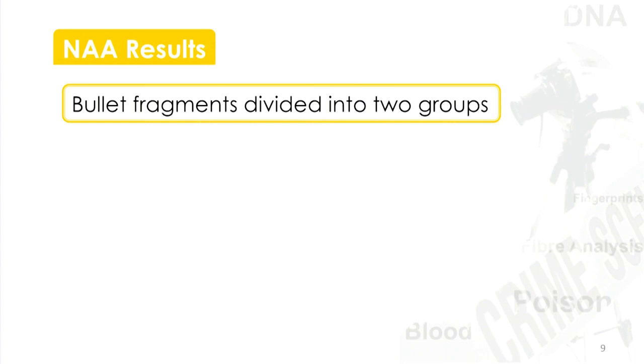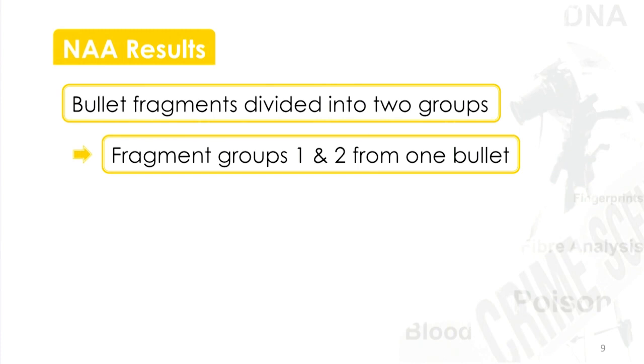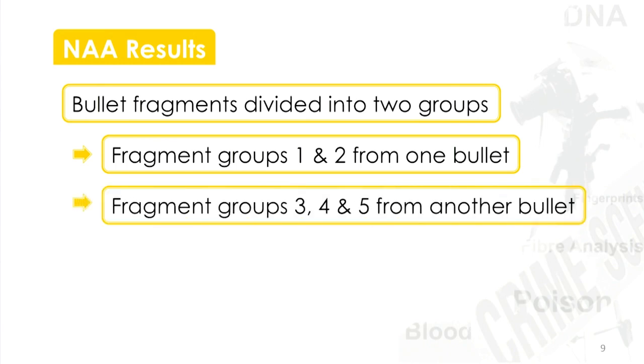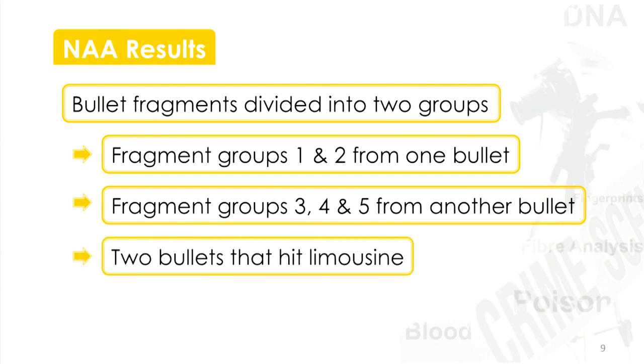So the most likely conclusion here is that fragment groups 1 and 2 come from the same bullet, which has the higher level of antimony. The other fragment groups 3, 4, and 5 come from another bullet, which has this lower level of antimony. Because we can divide all these fragments into these 2 groups, the high level of antimony and the low level of antimony, it appears that there are only 2 bullets that hit the limousine. And this corresponds to the 2 bullets that Lee Harvey Oswald fired that hit the limousine.